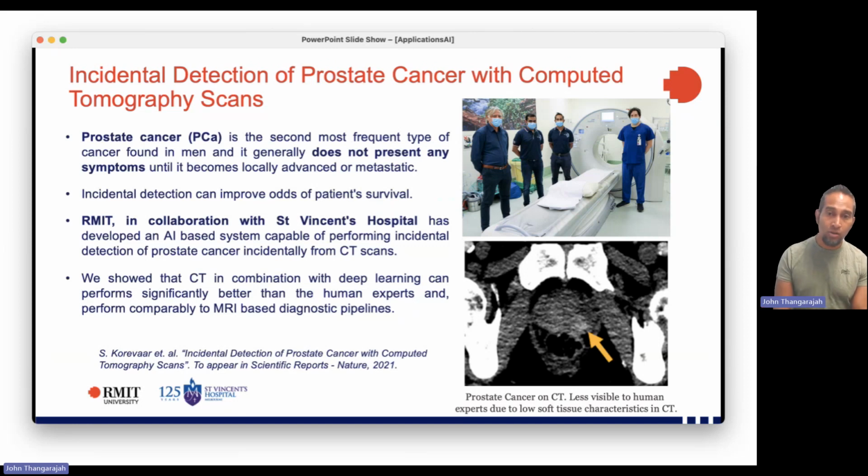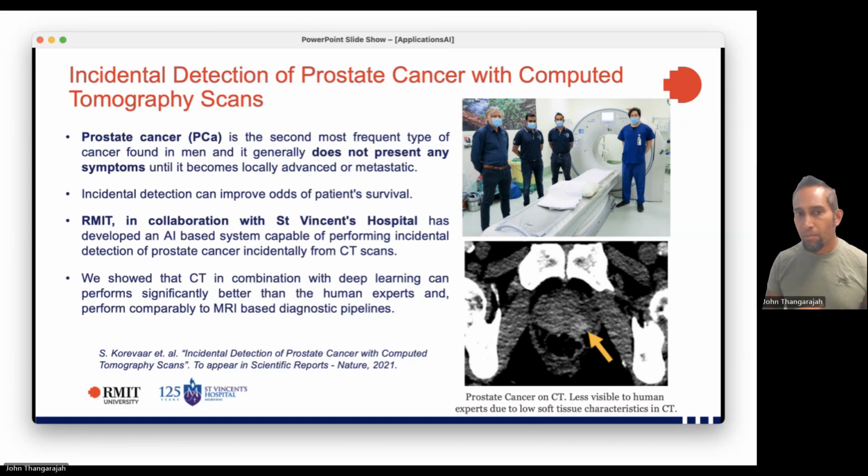So the question was, can we use these incidental CT scans, the CT scans that were taken for a different purpose, to detect the presence of cancer? Now, MRI is the standard, it's a gold standard, and MRIs, a radiographer can look at it and they can detect that there is prostate cancer or not.